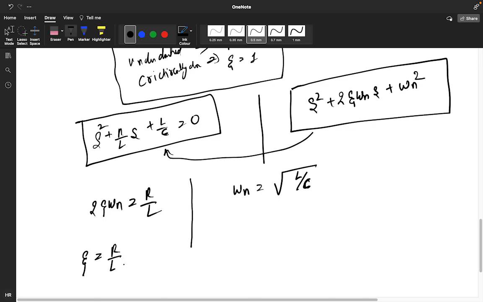R by L by 2, R by 2L, divided by omega n. So zeta value is coming how much? R by 2L, and omega n value will be root under C by L.